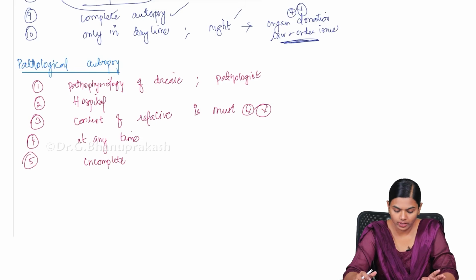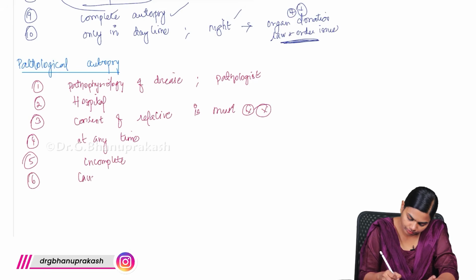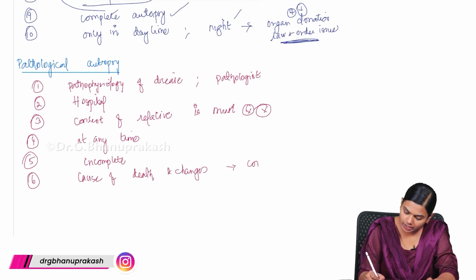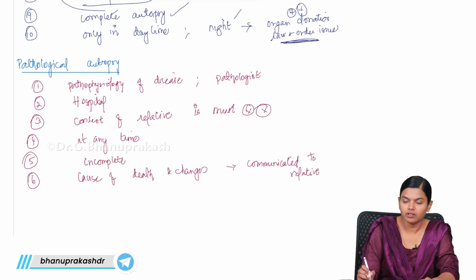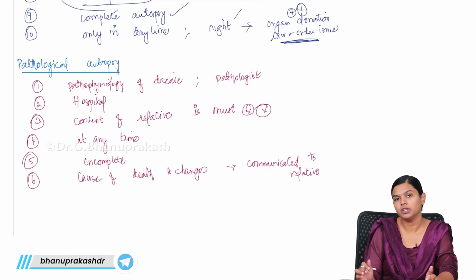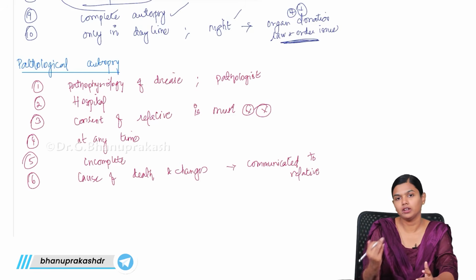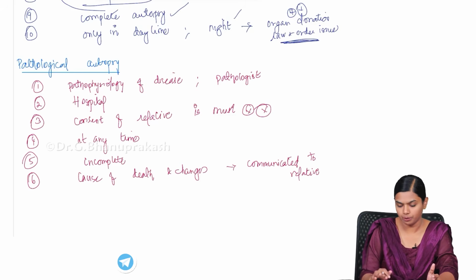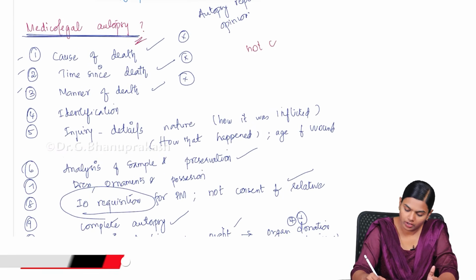And one important difference between these two is the cause of death. The cause of death and the changes will be communicated to the relatives, especially if they find something very serious, like something that could be genetic, something that can affect the family members. If they find out something, it will be communicated to the relative. But in case of medico-legal autopsy, it is not communicated.